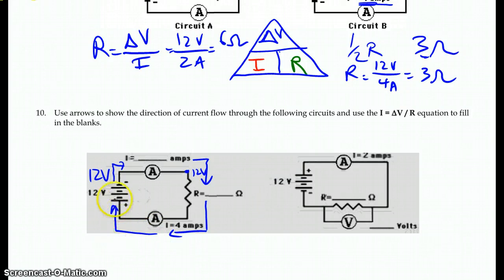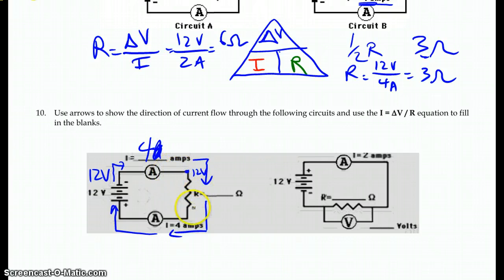Now there is only one way that the current can go. Since there's only one way that the current can go, and current is made up of charge, and charge is a fundamental property that is conserved, then the current is the same everywhere. So now I can say this is 4 amps. Oops, sorry, I got the amps there.